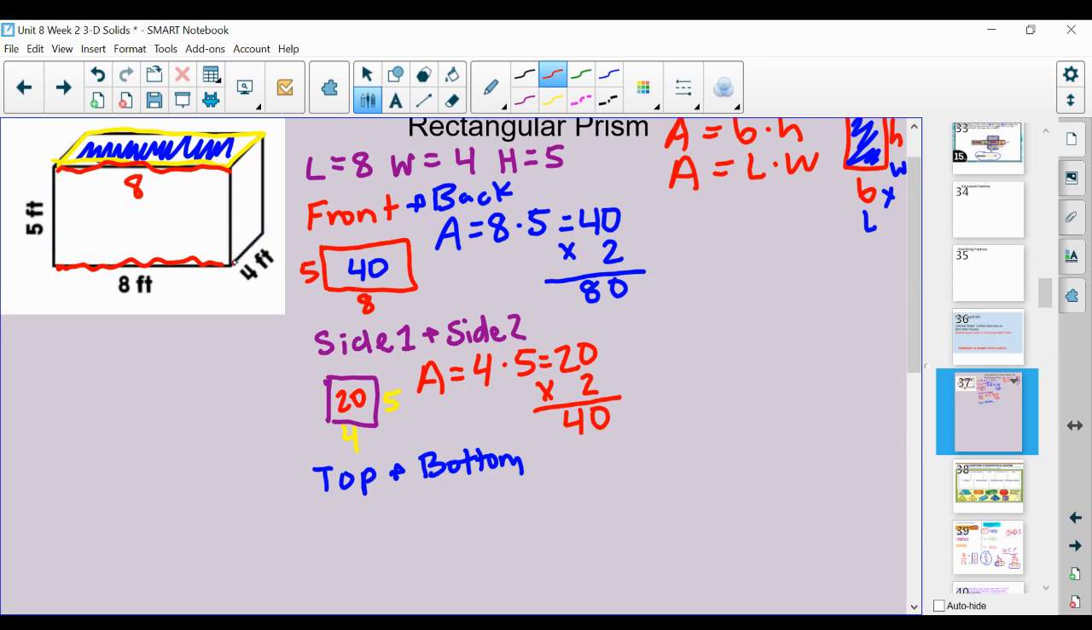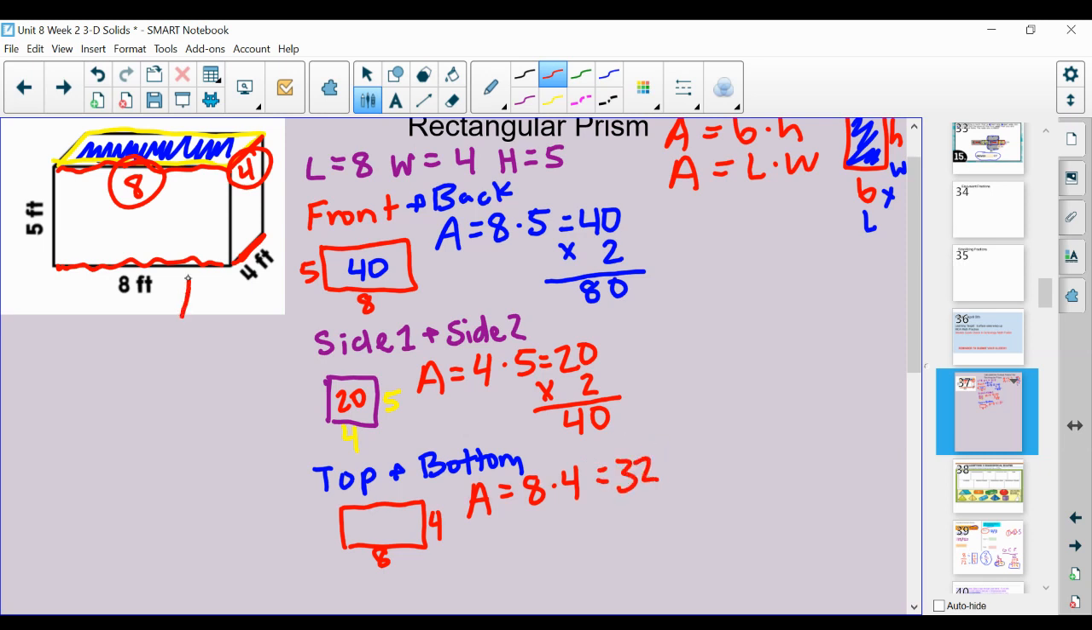Let's look over here. If this bottom part of this rectangle is 4, what does this top part have to be? 4. So you are going to be multiplying 8 times 4. So I'm just going to draw a rectangle right here. And 8 times 4. I'm also going to write it using my area formula. Area equals 8 times 4 equals 32.